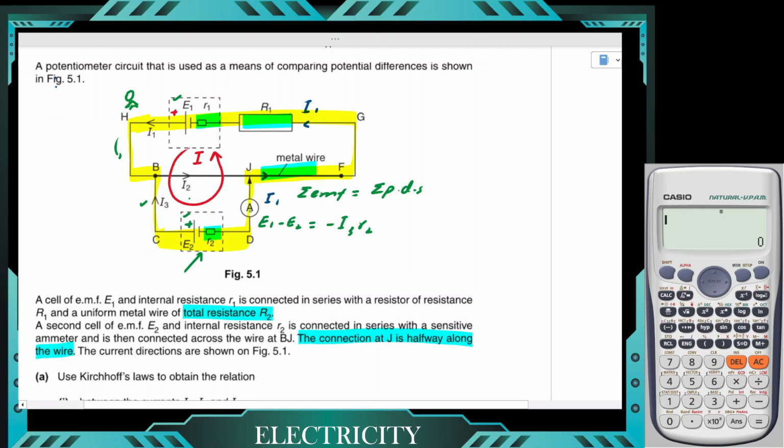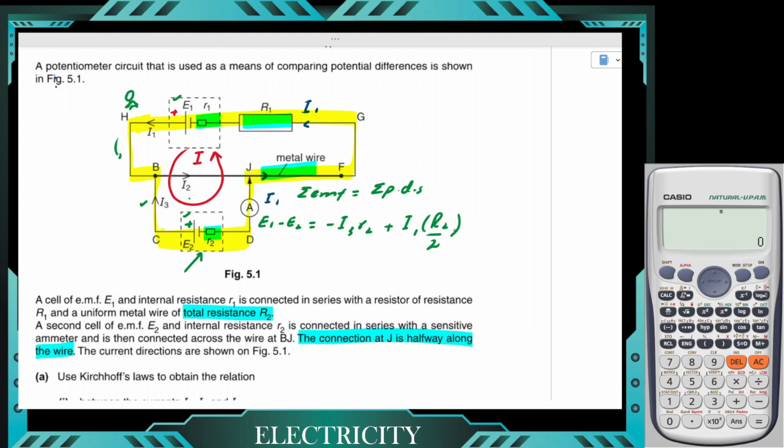So up next we have to go across J to F, which is the resistance, which is part of the wire, and the voltage drop across that one would be plus I1 times half of R2, because the current passing through that one was I1.